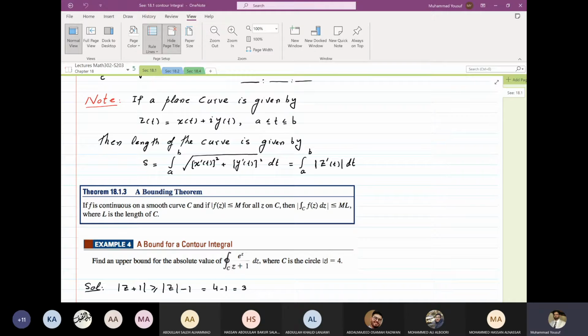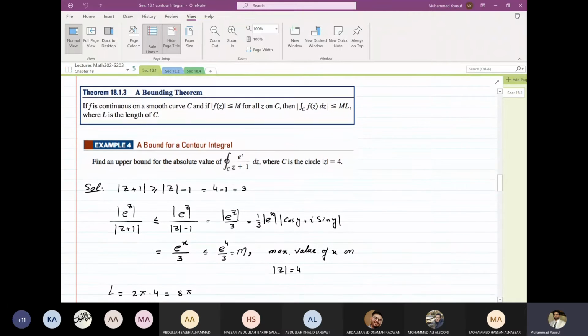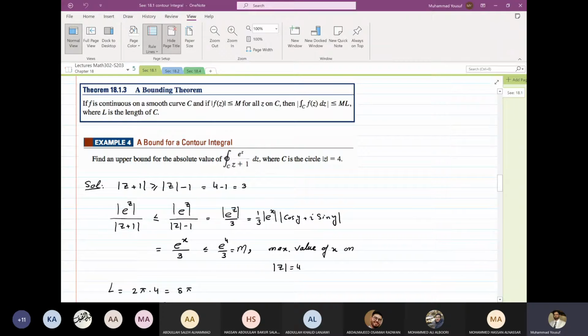Now this is exactly the same as what you learned in Math 201 when you learned parametric equations. For parametric equations, this is the length of the curve. Now, using this length of the curve, we have a bounding theorem. Sometimes we are interested in the upper bound, actually the lowest upper bound, the smallest upper bound of an integral, not the exact value of the integral, but the least upper bound.